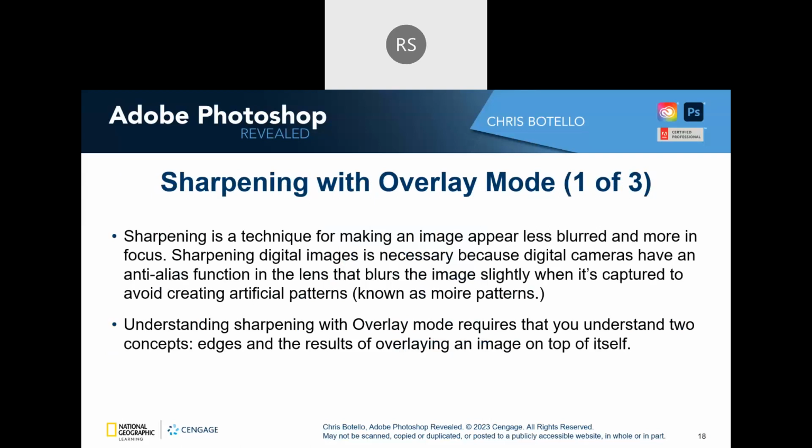Now, sharpening is a technique for making images appear less blurred and more in focus. When you sharpen digital images, this has become necessary because digital cameras have an anti-alias function in the lens. They can blur images slightly when captured to avoid artificial patterns. Understanding sharpening with overlay mode requires you to understand two concepts: the edges and the results of overlaying an image on top of itself.